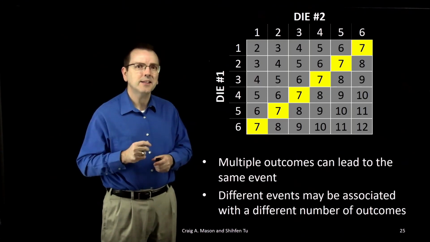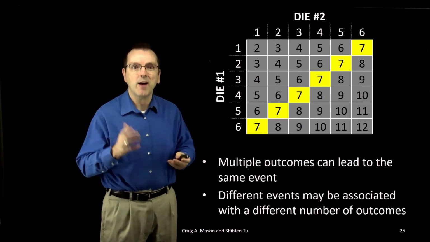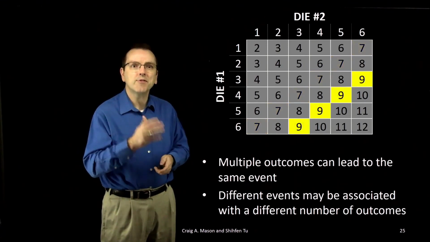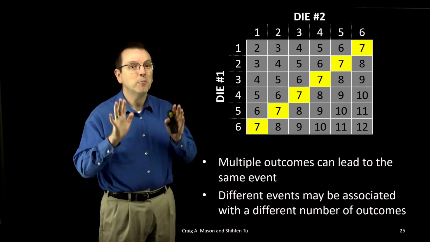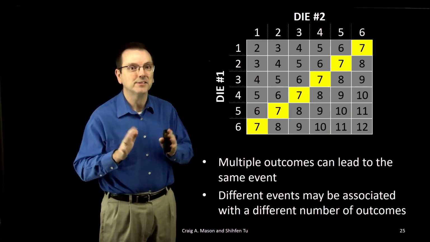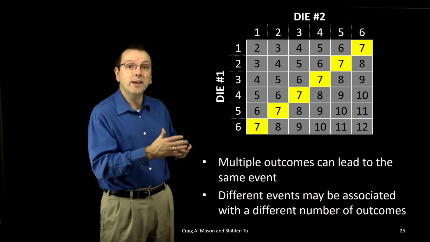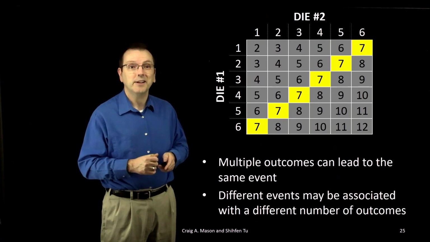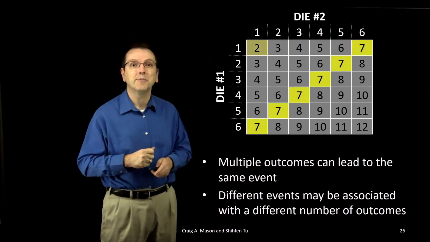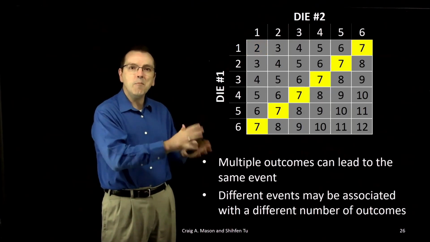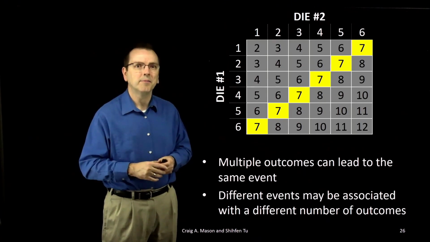The second is that different events may be associated with wildly different numbers of outcomes. Look at how much variation there is in the number of ways you can get different sums. I mean, the number of ways you can get different events when rolling 2 dice. There are 6 different ways of rolling a 7, but only 3 ways of rolling a 10, and only 1 way of rolling a 2. Determining how many different outcomes can lead to a given event is really important in probability.